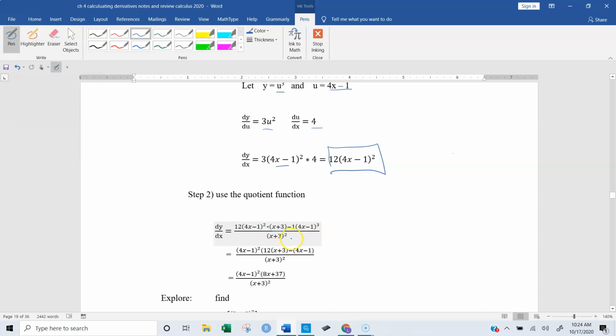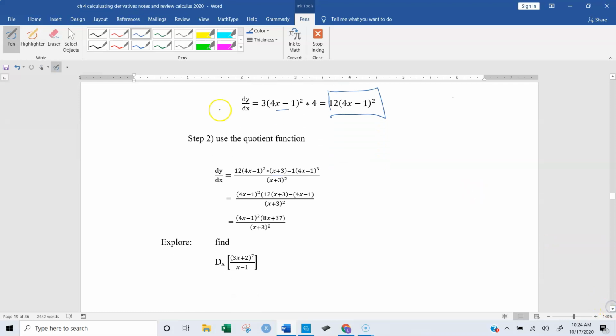Nothing different. Now let's look at what they have in common in the numerator. And they have a (4x minus 1) squared in common. So we're taking out the (4x minus 1). Probably should have put a bracket here to make this easier to see. So the (4x minus 1) squared is getting factored out. That leaves us 12 times (x plus 3) on the first term, minus (4x minus 1) on the second term.